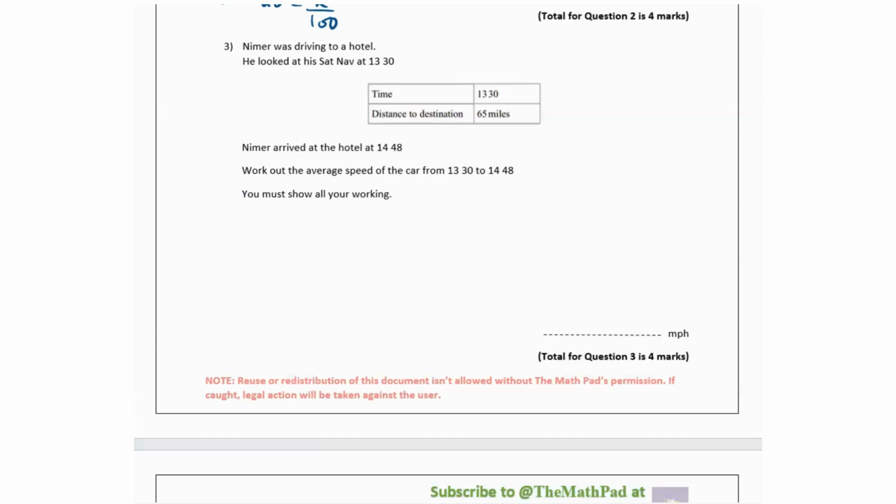So in this question, Nimir is driving to a hotel. He starts the journey at 13:30 and ends it at 14:48. The distance towards his destination is 65 miles. To find the average speed, we divide distance by time. We have the distance value, but we have to find the time value, between 13:30 and 14:48. That's basically 1 hour and 18 minutes.